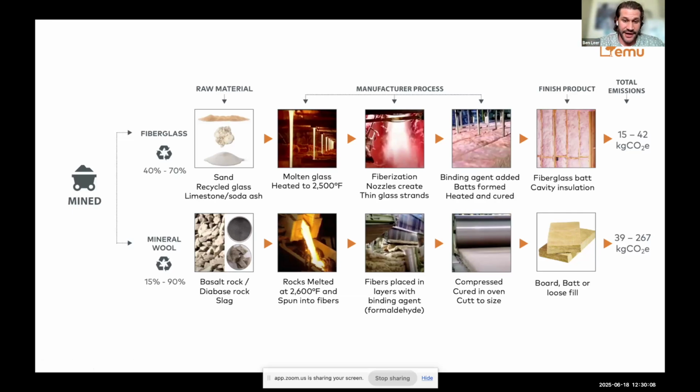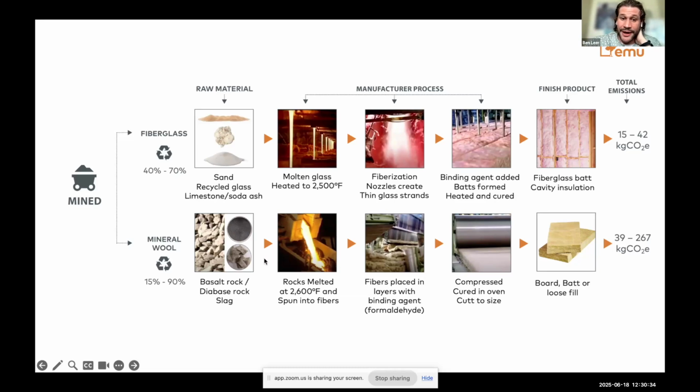And these strands get woven together. There's a binding agent, which is typically, or traditionally, formaldehyde. And then they're layering this bat over itself, compressing it, and curing it again in an oven, so adding more heat. And then you're cutting it to size and you get this finished product, which could be a board, a bat product, or there is a loose fill version of this as well.